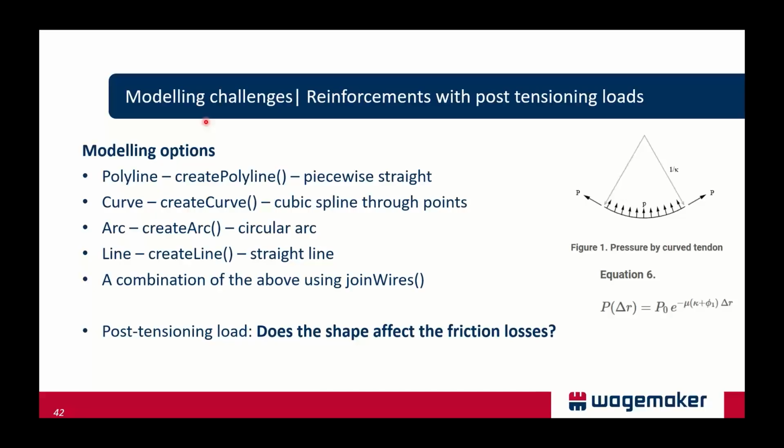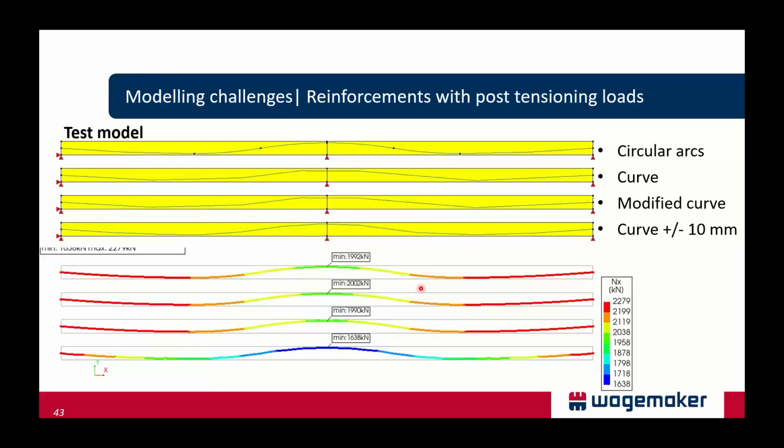My question was, does the shape affect the friction losses when a post-tensioning load is added to the modeled reinforcement geometry? And a little spoiler alert, yes, it does. So what you see on this slide is a test model, and the same shape of prestressing cable is modeled in 4 different ways.